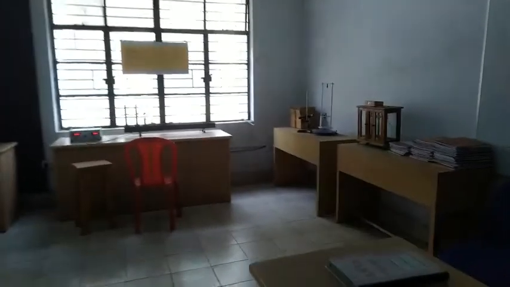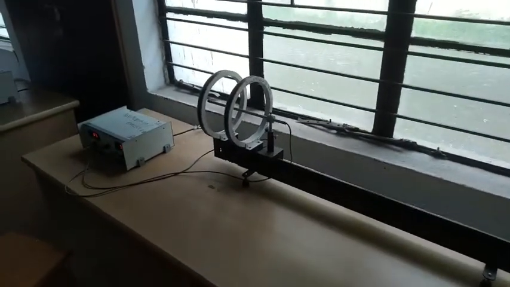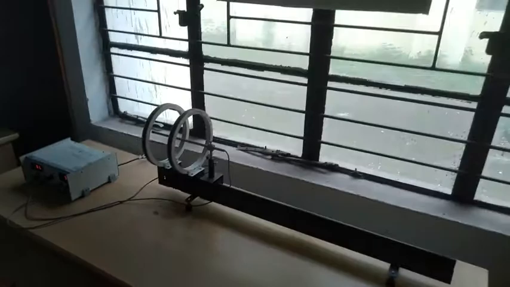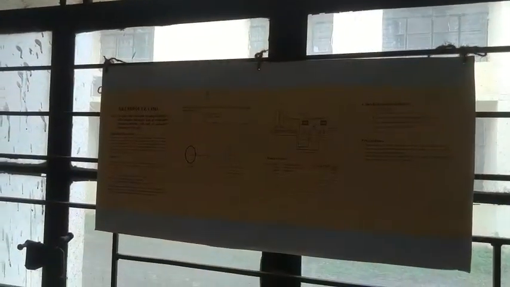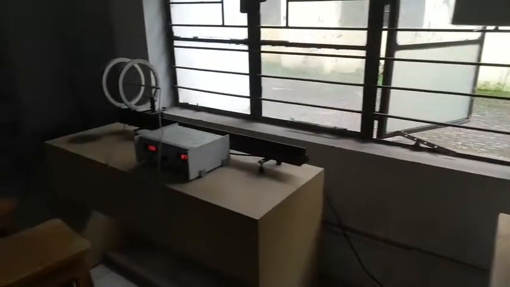This is the first experiment, the Helmholtz coil. The aim of this experiment is to study the variation of magnetic field with distance along the axis of a circular coil carrying current, and to calculate the diameter of the coil. Now, this is another experiment setup, the Franck-Hertz experiment setup. The aim of this setup is to determine the excitation potential of atoms. This is another experiment of the Helmholtz coil.